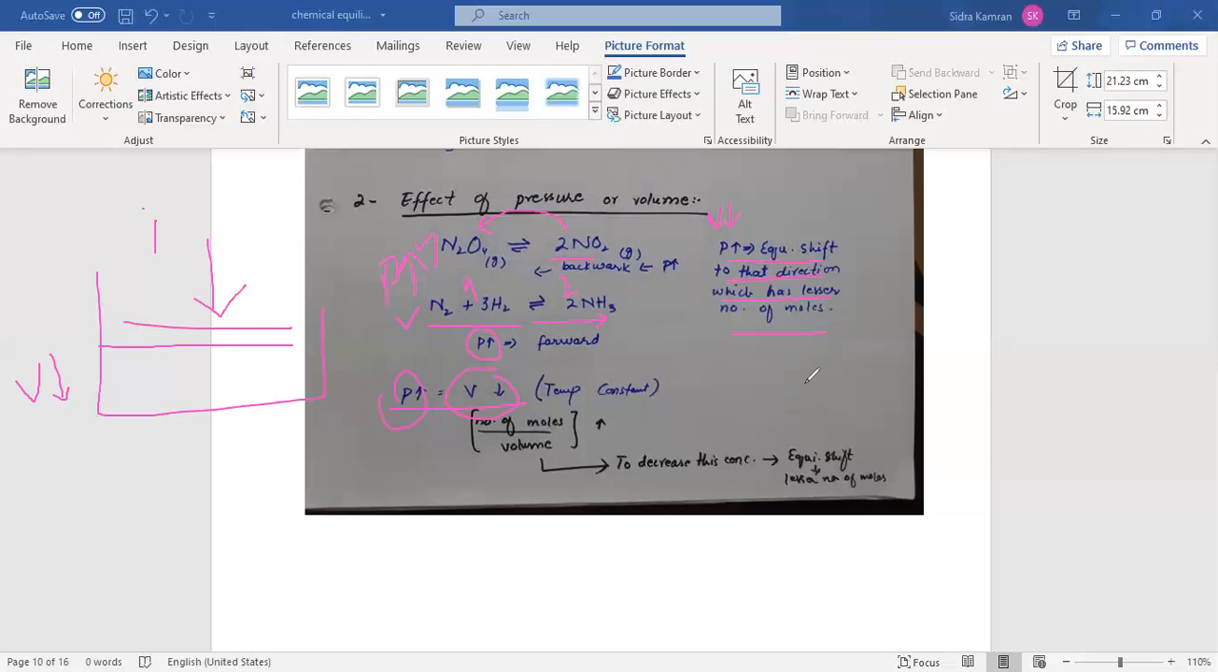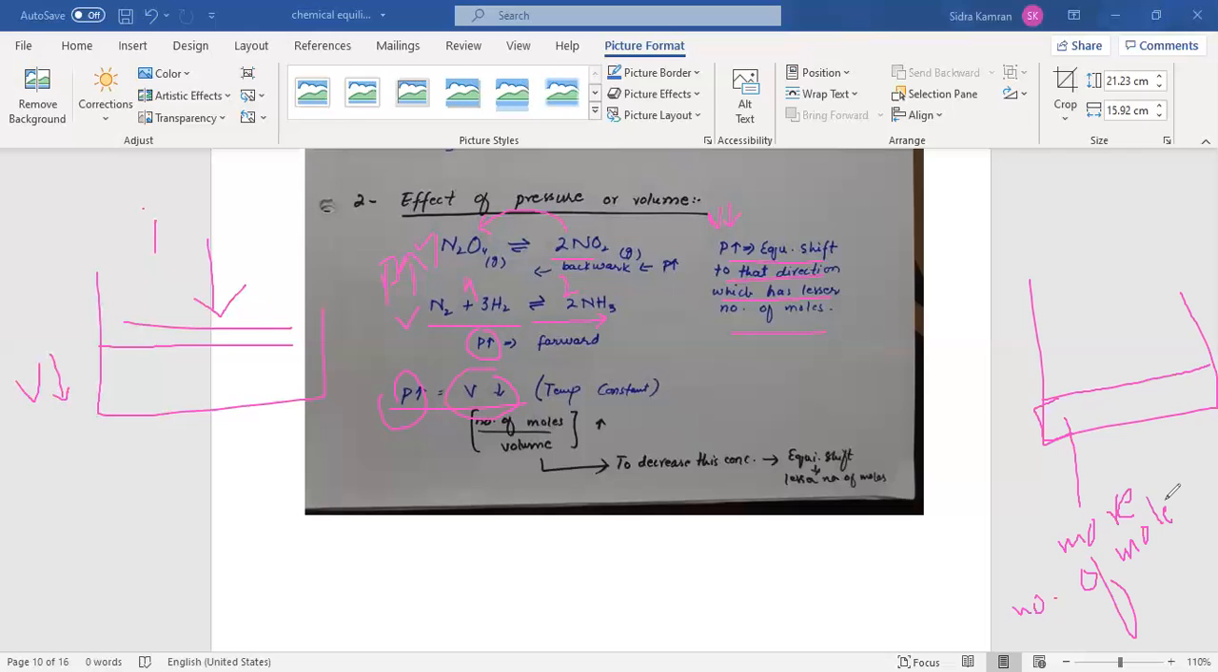How can we explain this? Less volume means more moles per unit volume. If the volume is more, then the number of moles is considered less, because there is a lot of volume but very few moles.